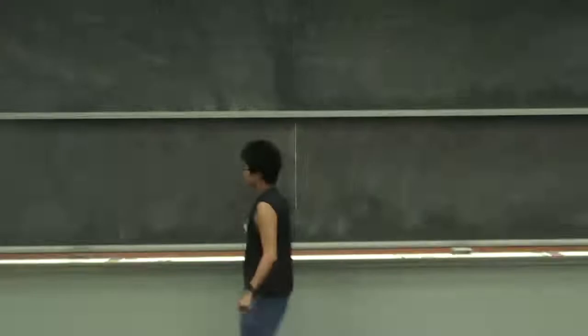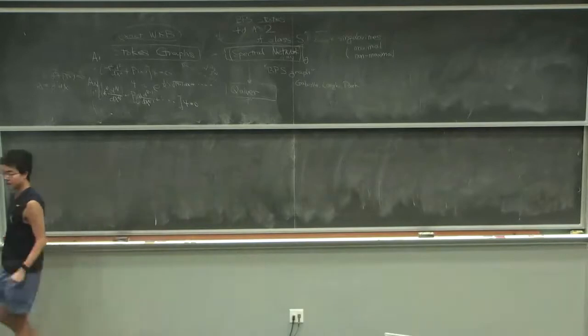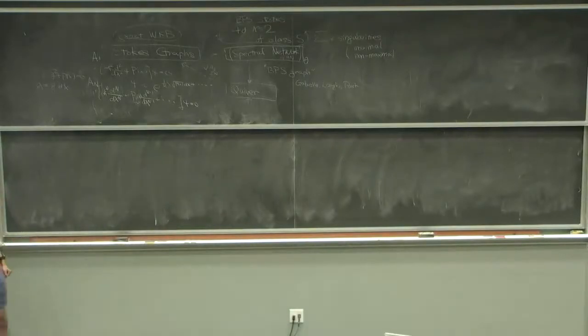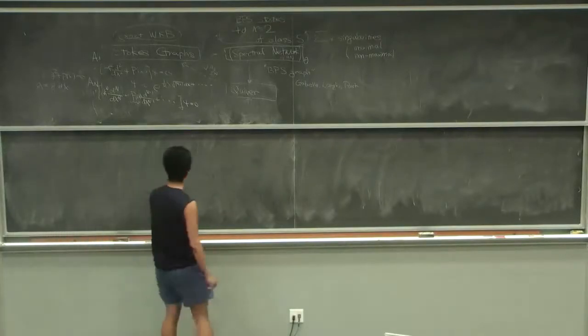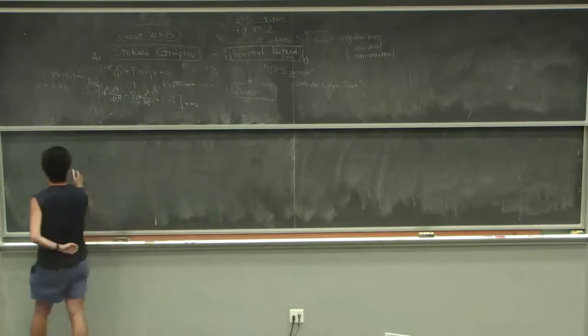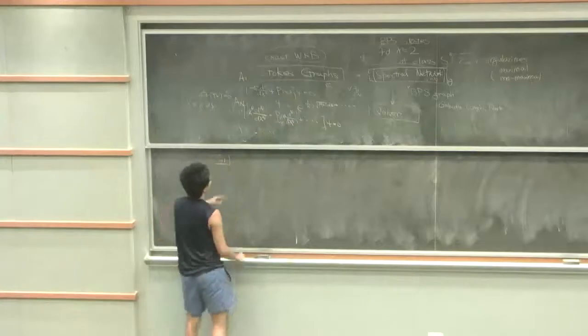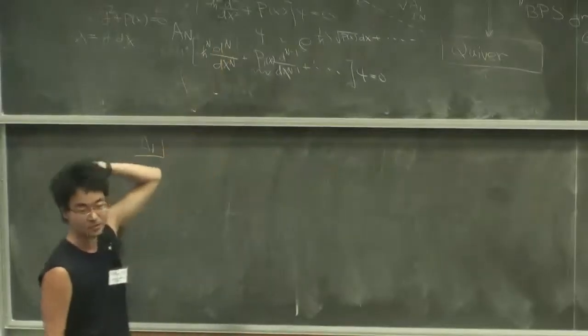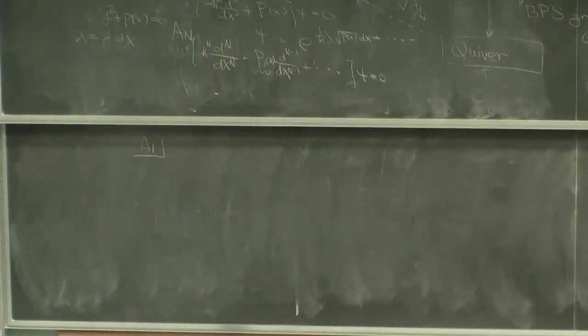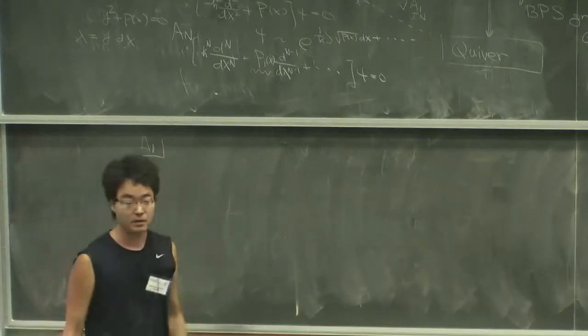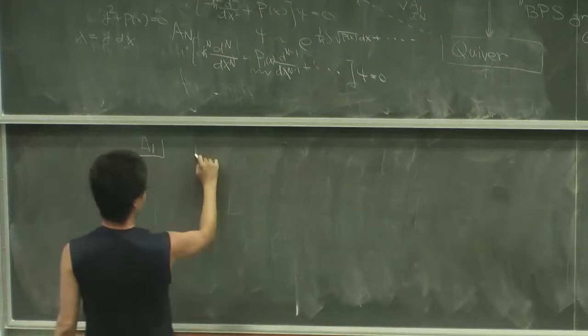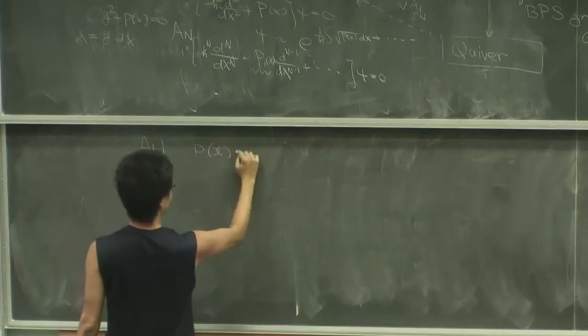So let's discuss the quiver in the simplest possible case. It's always best to start with the simplest possible case. Let's do the A1 case first. So it's an old-fashioned Schrödinger equation, but say the potential P(x) is a polynomial in x. And let's say P(x) is a cubic polynomial.